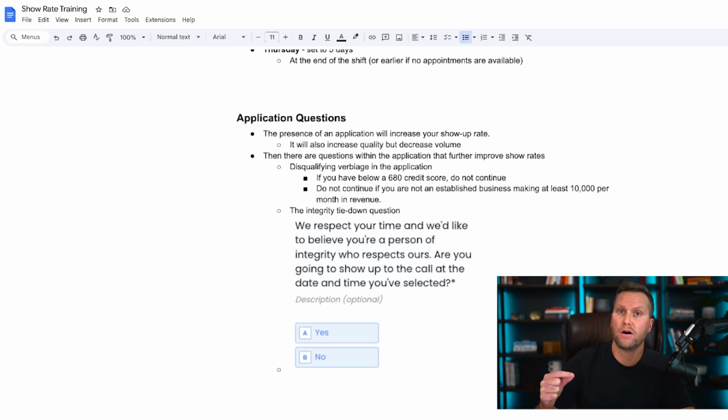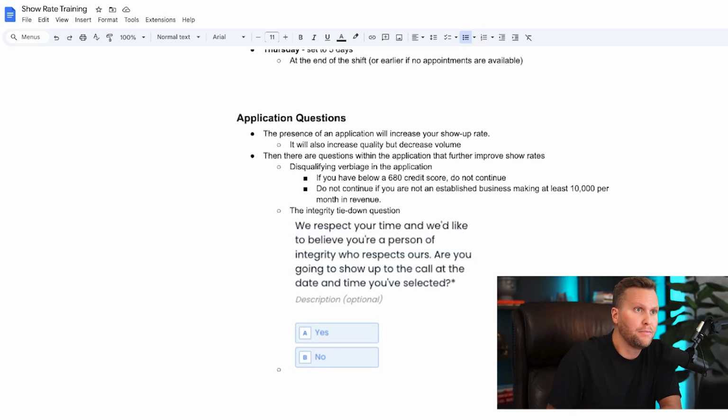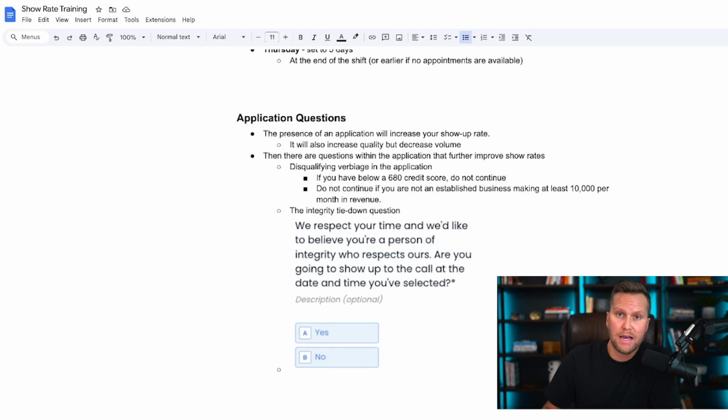But it will decrease the volume, meaning that not as many people will go on to book an appointment. But that may be a good thing because they might not be the best fit for you. I recommend that you add this step in.